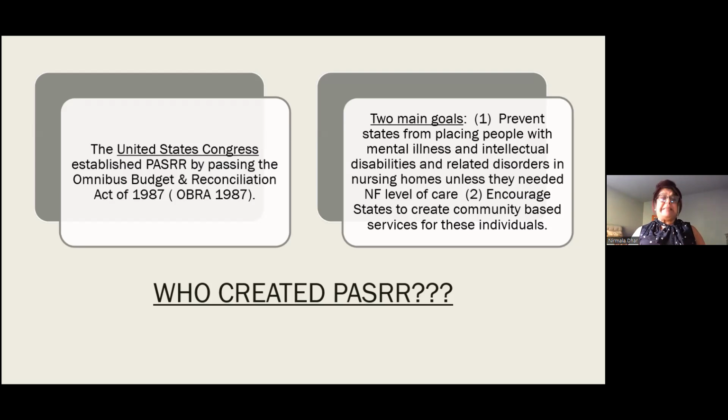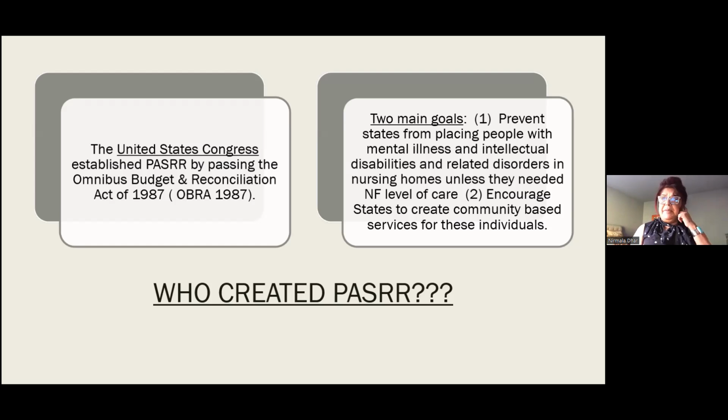To prevent states from placing people with mental illness and with intellectual disabilities and related disorders in nursing homes, unless they actually needed nursing facility level of care. And the second portion, equally important, was to encourage states to create community-based services for individuals who needed this kind of support.